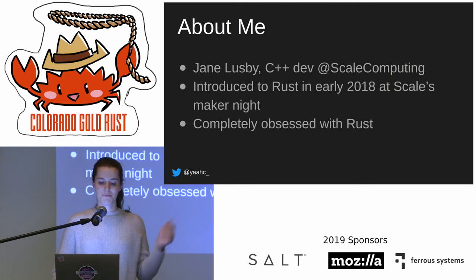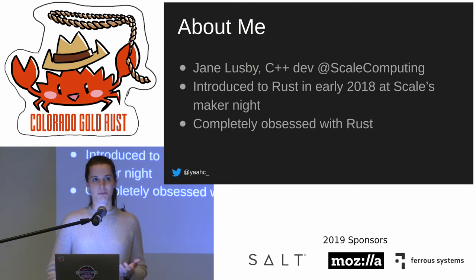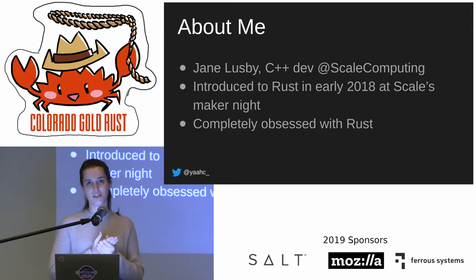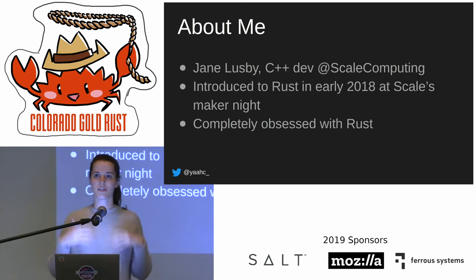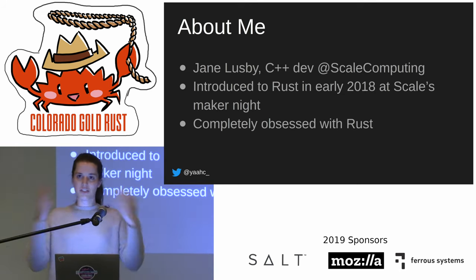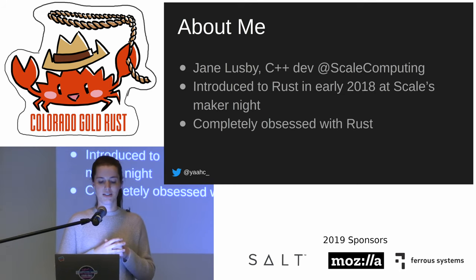So, quick about me, my name is Jane Lusby, third time. I am a C++ developer at a company called Scale Computing, which is a startup that works on high uptime clustered virtualization. I have 6 years of professional experience working with C++, and I was introduced to Rust in early 2018 at my work's Maker Night. I fell in love with the language and pretty quickly decided I wanted to get more involved and get into open source, to give back to the community and also to improve in the process. I've wanted to do that for a long time, way before I got involved in Rust, but never really managed. So why is it that Rust got me engaged when other communities like C++ or Python had failed?